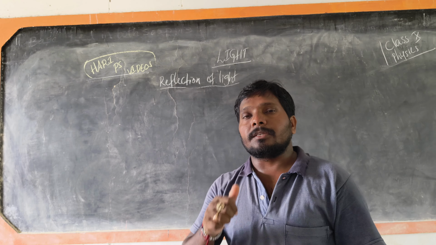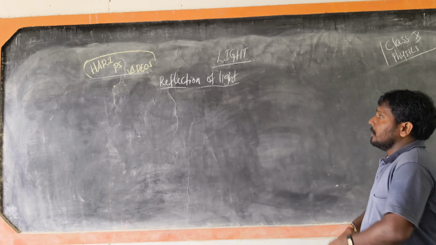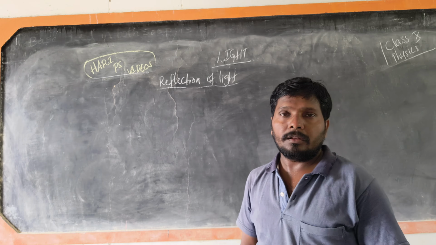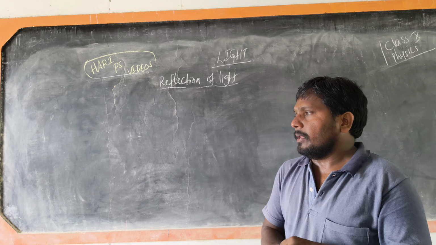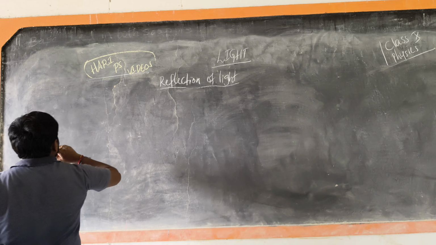So in the previous session, or previous video, I explained what reflection of light is and some important terms. What are they? They are incident ray, reflected ray, point of incidence, normal, angle of incidence, angle of reflection, and glancing angle of incidence and glancing angle of reflection, which we have discussed. They are very important. So let us continue with the laws of reflection. In the reflection of light, today our topic is laws of reflection.